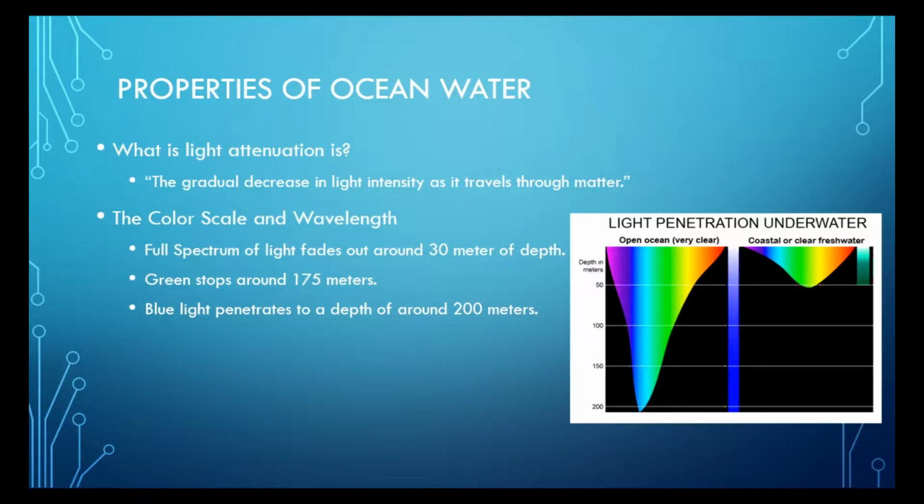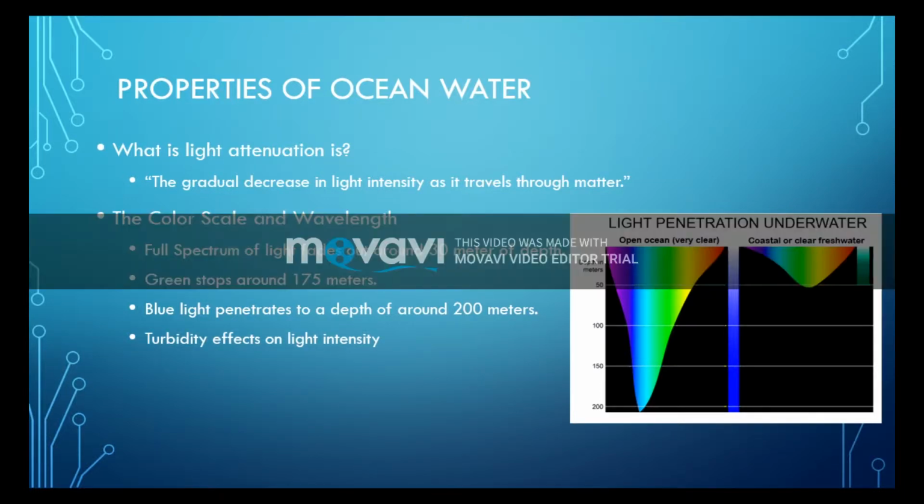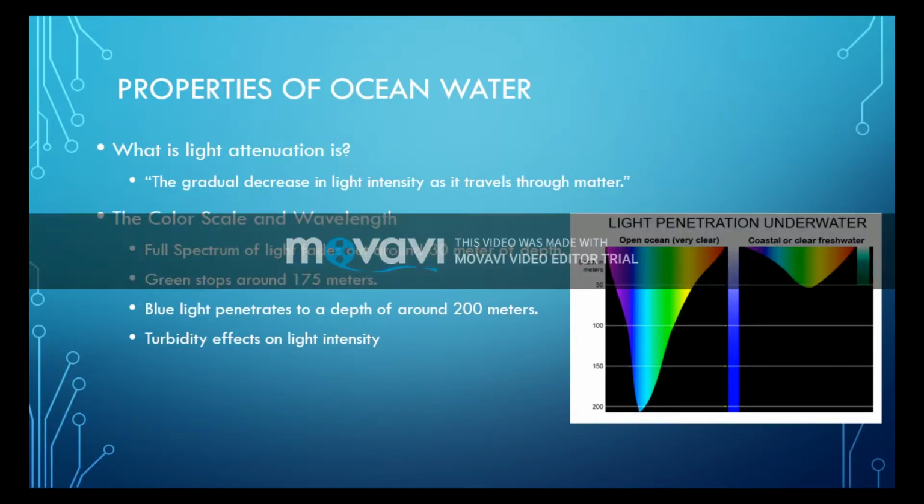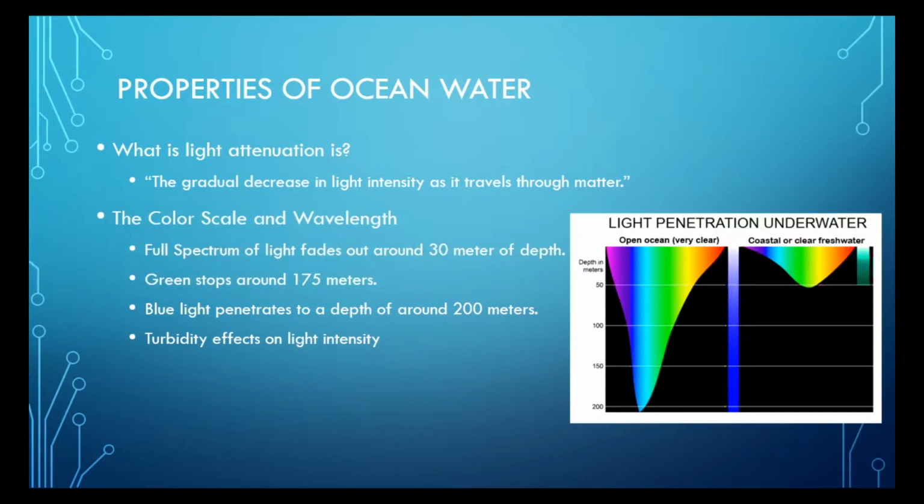Even these ranges can be altered by turbidity effects on light intensity. So it could be affected by waves, particles in the water, or plankton blooms. But then we see that the blue light stops around 200 meters. After this, in this zone, it is called the twilight zone, which is there is little light penetration. Below this is the aphotic zone, and there's only darkness.